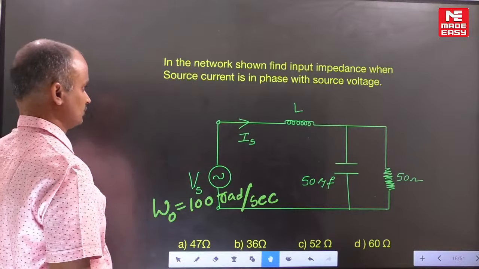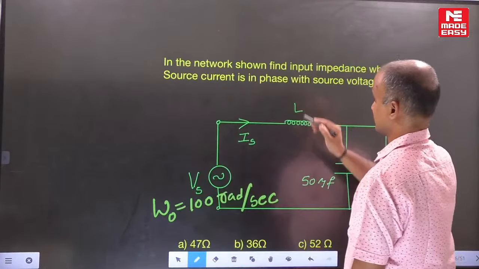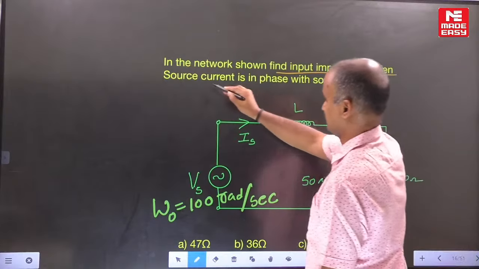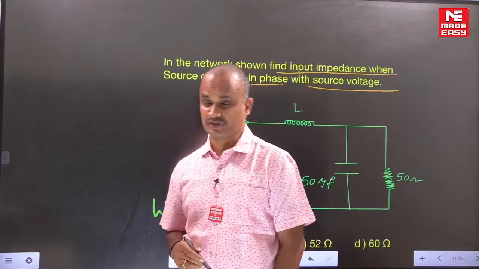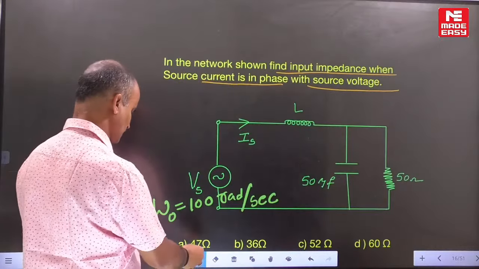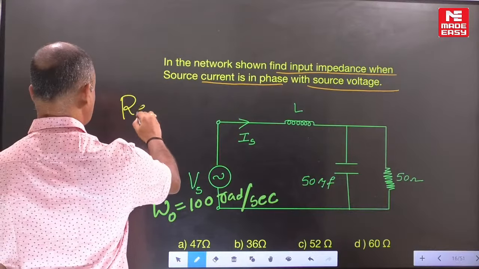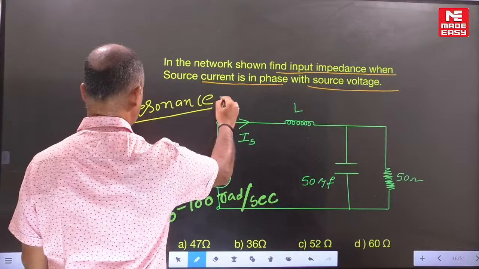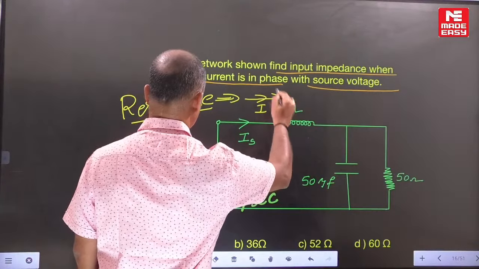Now let us solve. This example is asking for the input impedance. Input impedance at what instant? When the source current is in phase with the source voltage. It is possible only under which condition? Resonance. At the resonance condition only, the voltage and current are both in phase.